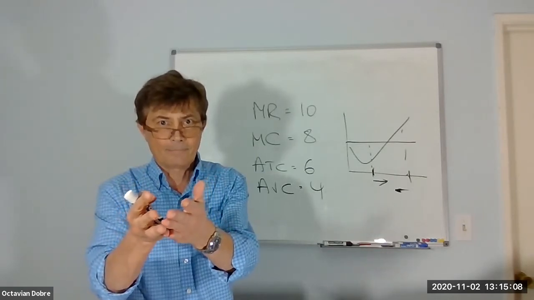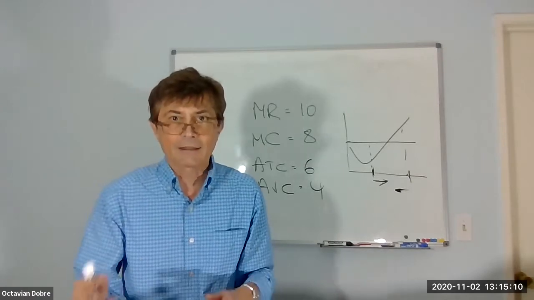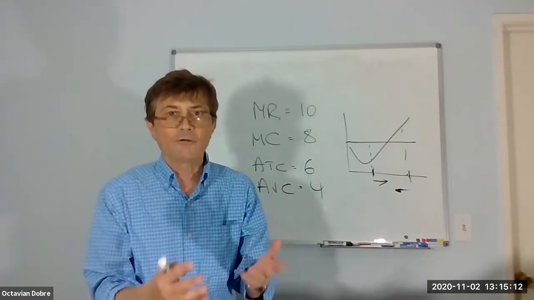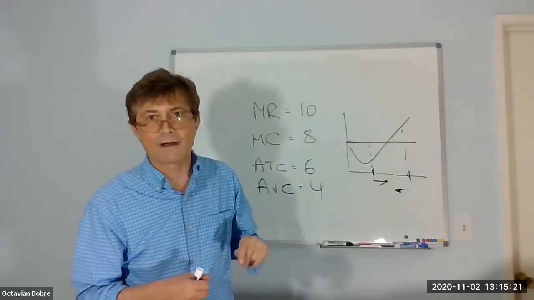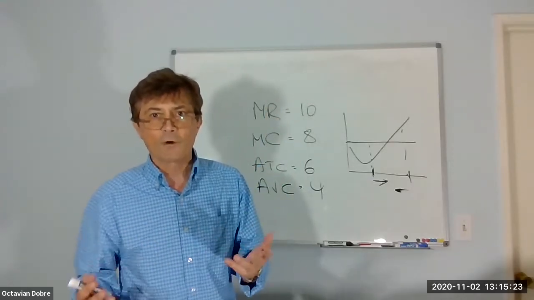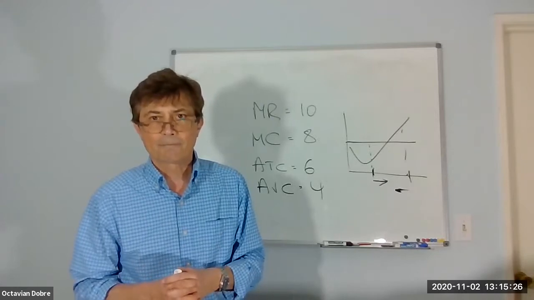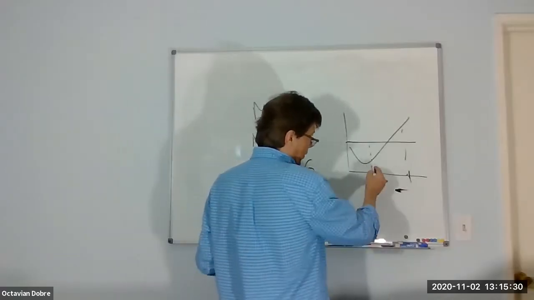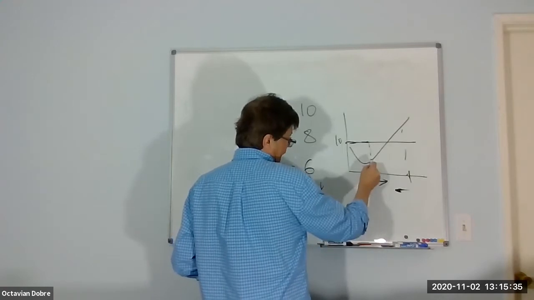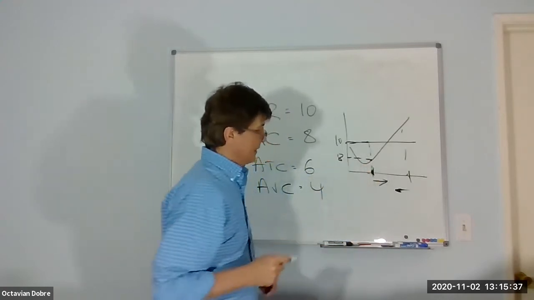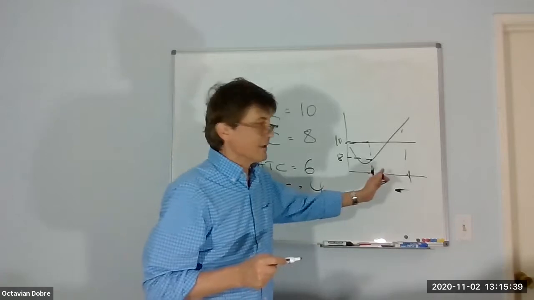You want to go to Q star. So you want to increase or decrease output? Look at the value for marginal revenue and the value for marginal cost. Which one is greater? Increase the output. Exactly, increase the output, because we are at a point where the value for marginal revenue is 10 and the value for marginal cost is 8. So we want to increase the output.